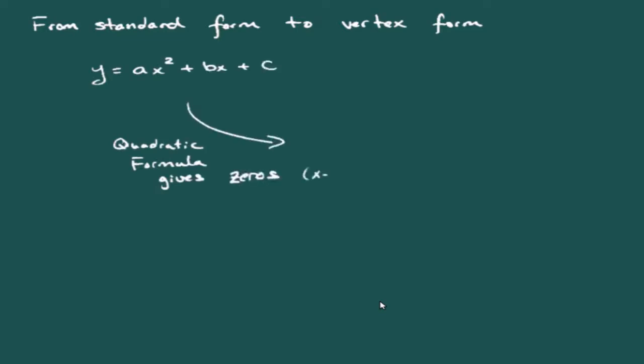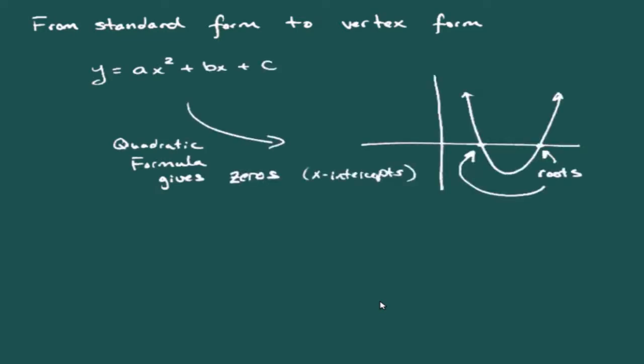So what happens if somebody gives us something in standard form and we want to know what the vertex form is going to look like? How we get that actually comes from the quadratic formula. If we start off with y is equal to ax squared plus bx plus c, then the quadratic formula gives us the zeros, or the x-intercepts, sometimes called the roots of the parabola. That's where this parabola crosses the x-axis, in one place or two places generally.